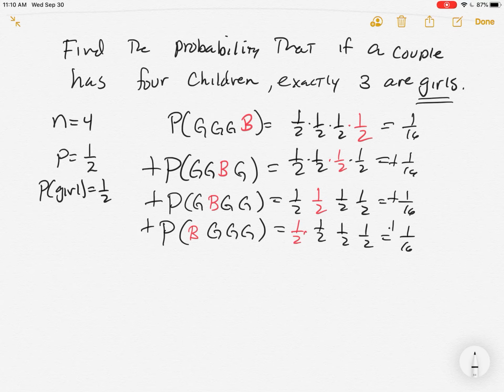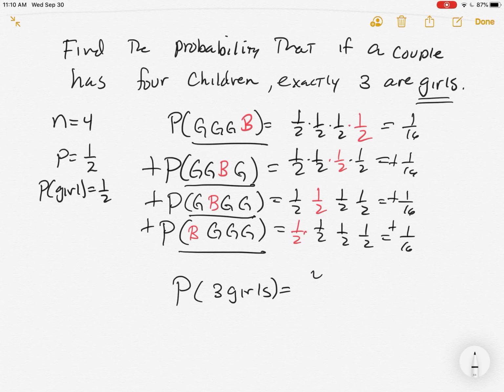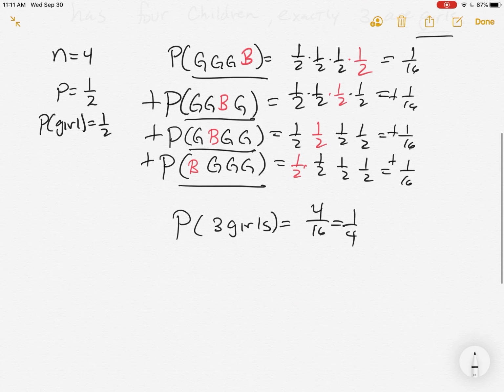So we got to add up all of these, because either the boy could have been born last, or the boy could have been born second to last, or the boy could have been born second, or the boy could have been born first, right? The other 3 are girls. So we would add all those up, and the probability that you have 3 girls is 4/16 or 1/4. And you've seen that probability before, I think, but we get a nice 1/4 out of that. So let's talk about the formula.